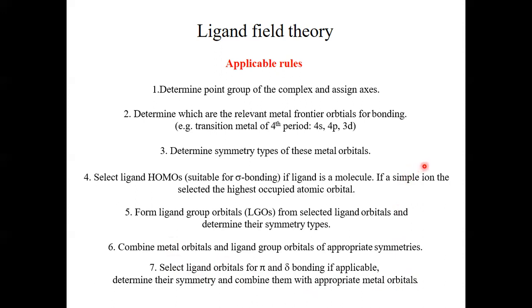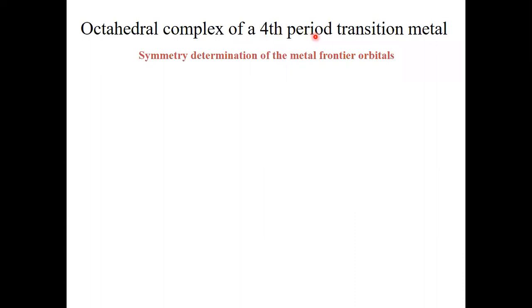So now let us apply all these rules to a number of examples. Our first example shall be an octahedral complex of a fourth period transition metal. Well, if the complex is octahedral, then the point group will be Oh, okay, and the coordinate system is also clearly defined. The three axes will just point toward the different corners, the different vertices in our octahedron. So our next step is then that we need to determine the symmetry of the metal frontier orbitals.